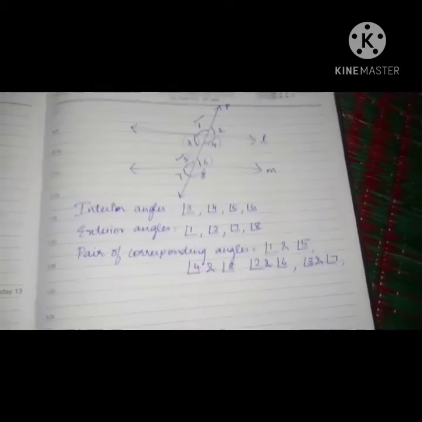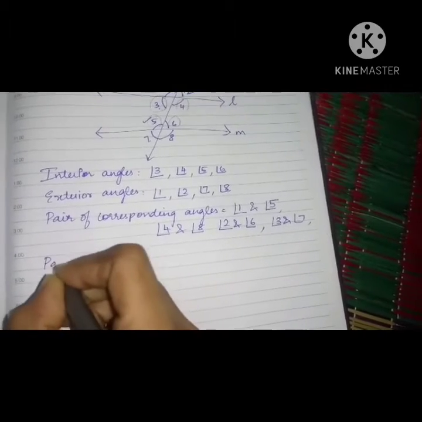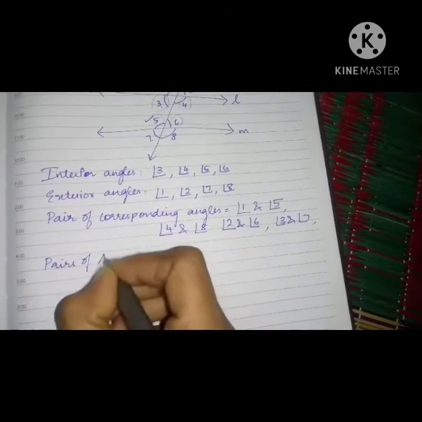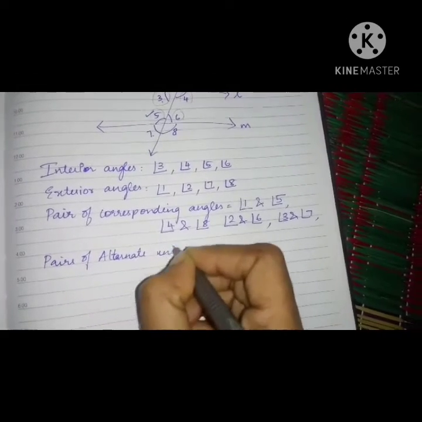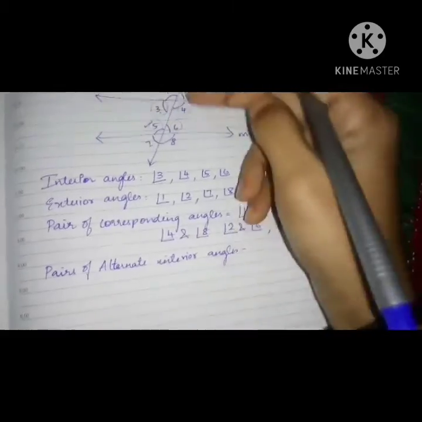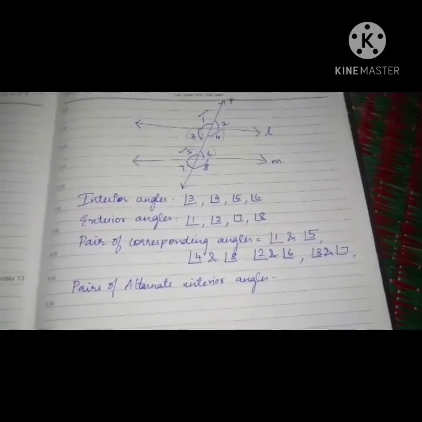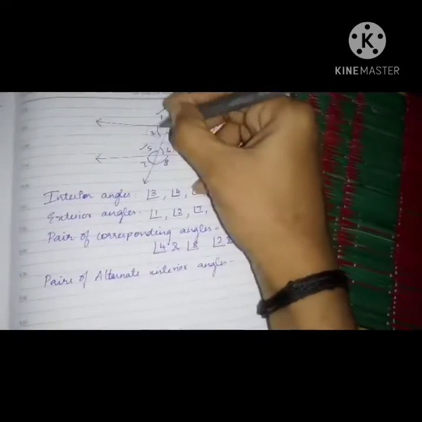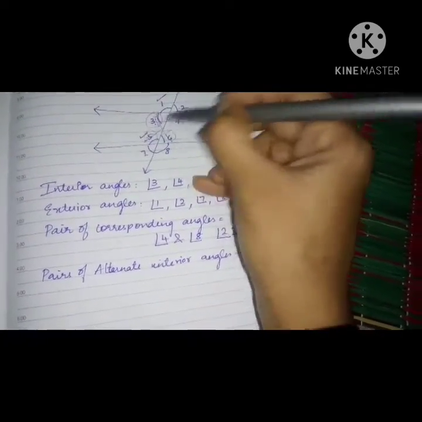Next, what is the next thing? Pairs of alternate interior angles. You know what is interior, right? What are the interior angles? 3, 4, 5, 6. These four are interior angles. Alternate interior angle means what? Opposite. These two are alternate interior angles. These two are alternate interior angles.